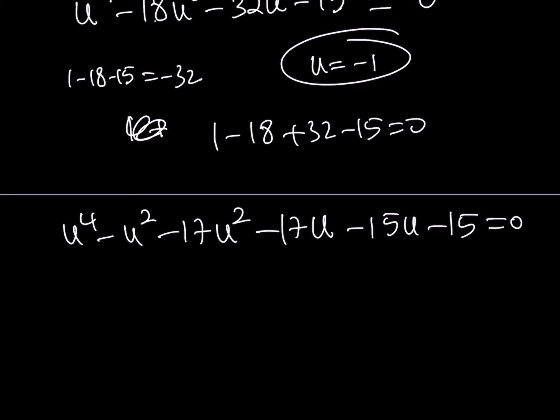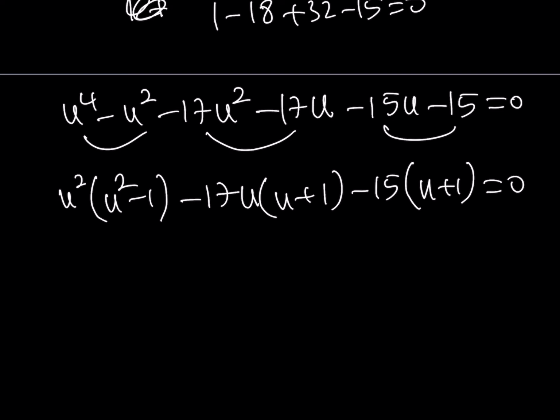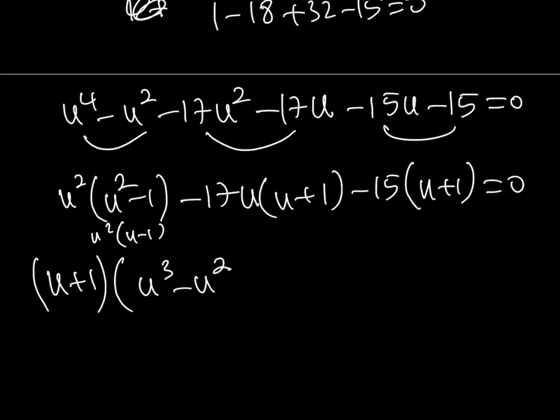So now what I did was basically break it down so that each group has a factor u plus 1, because I know that negative 1 is a solution. Okay, hopefully that wasn't too complex. And I can now break it down like this. u plus 1 minus 15, u plus 1. Good. Now I can just take out u plus 1, and taking u plus 1 out is going to give me what? u squared times u minus 1, that should be u cubed minus u squared. And then this guy should give me minus 17u, and this should give me a minus 15, and that should be it.